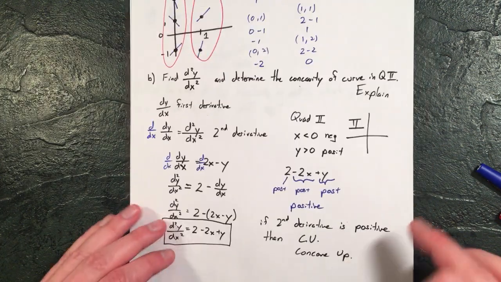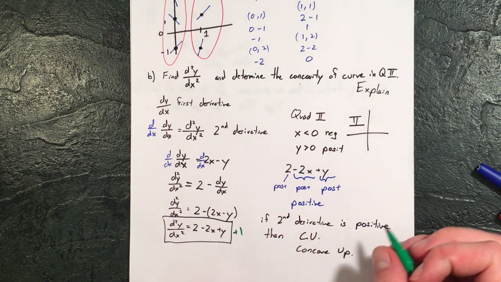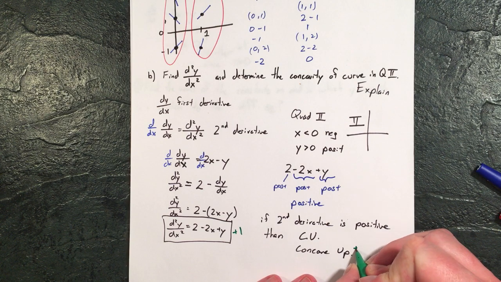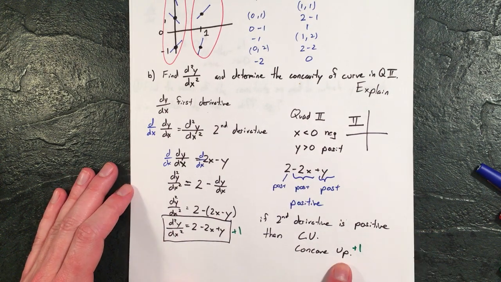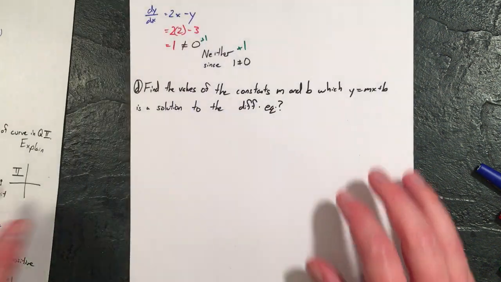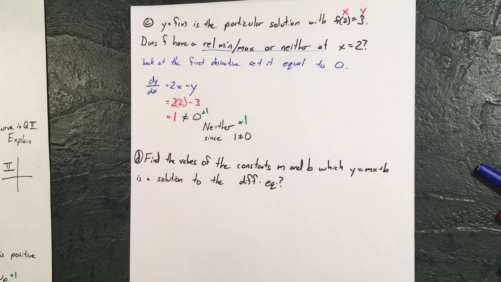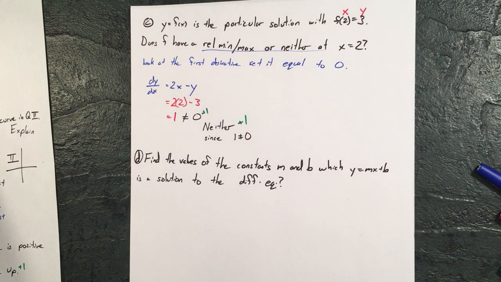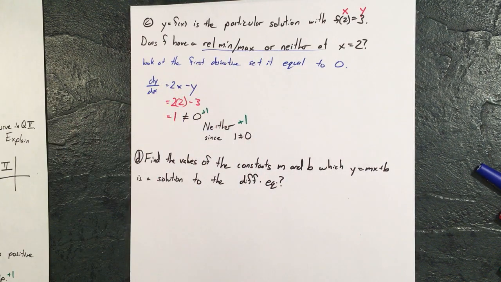Not bad. They gave you 1 point for finding the actual second derivative, and 1 point for determining that it would be concave up with some reason. You can't just say concave up. You need to say it has a positive second derivative. Okay. So if you're keeping tally of scores, it was 2 points for part A, 2 points for part B, 2 points for part C, 9 total points.